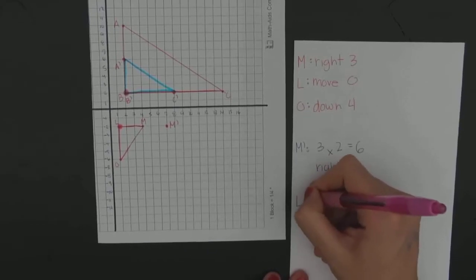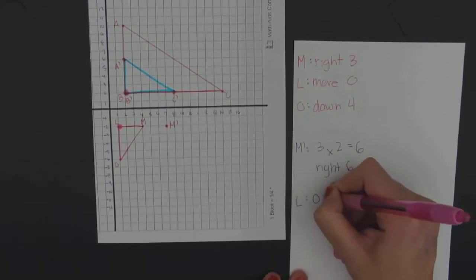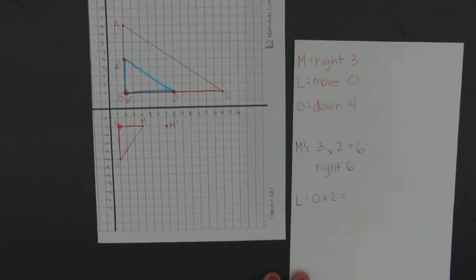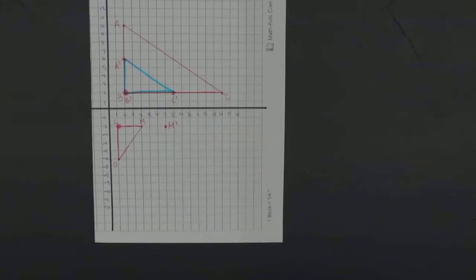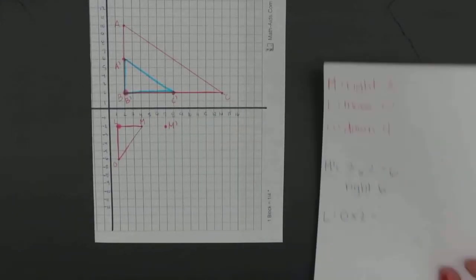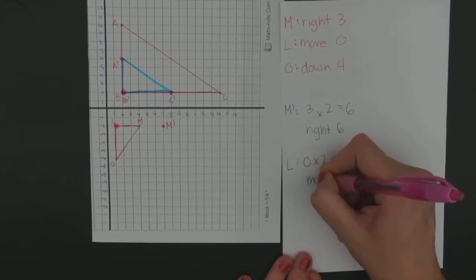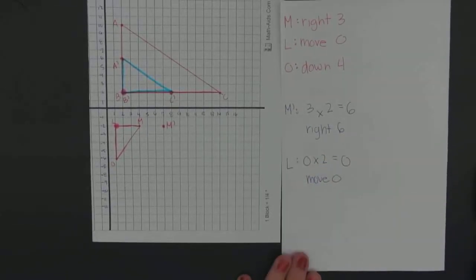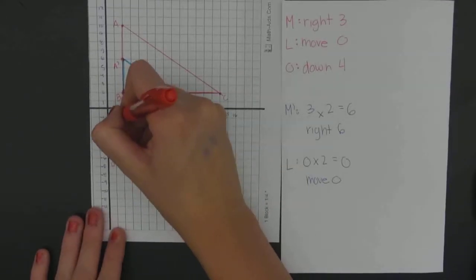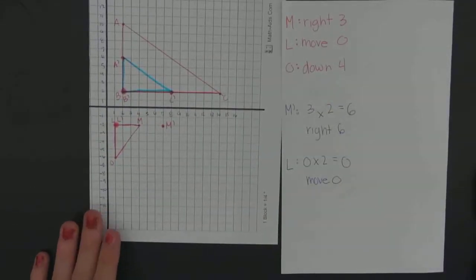Okay, let's look at L. L is 0 times 2. Was my scale factor 2 or 3? Now I'm second guessing myself. Okay, it's 2. Okay, 0 times 2 is 0. So I'm going to move 0, which means L prime stays in the exact same place.